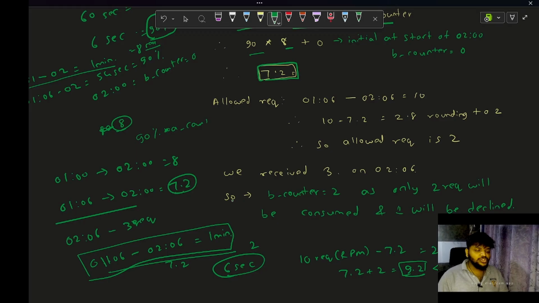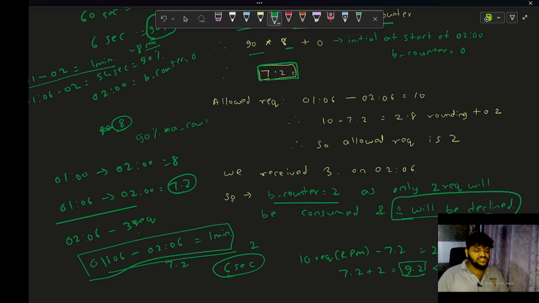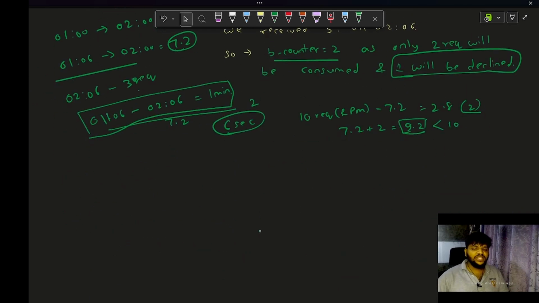But on 0 to 06, I got 3 requests. We received 3 requests on 0 to 06. So B counter value is set to 2, as only 2 requests will be consumed and 1 will be declined. So now we are declining 1 request. The ultimate purpose is that we need to achieve this threshold value.